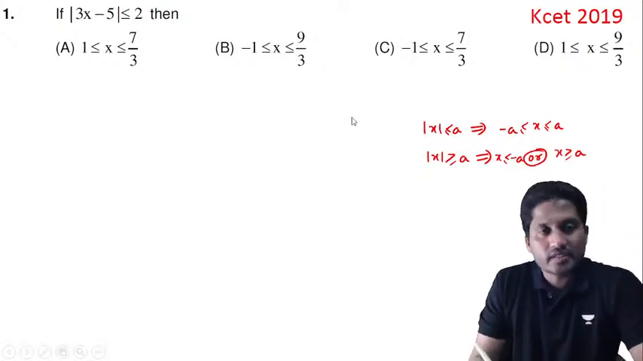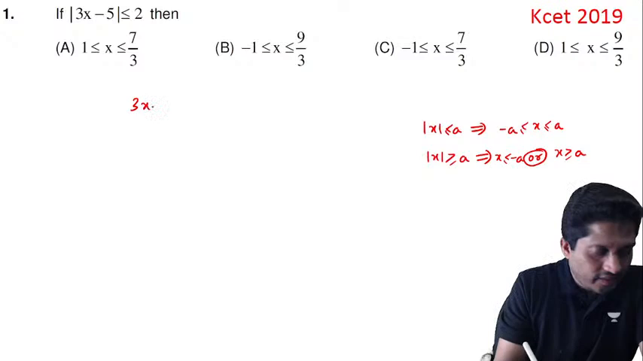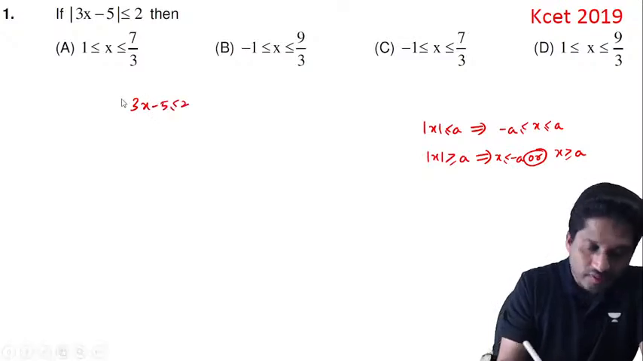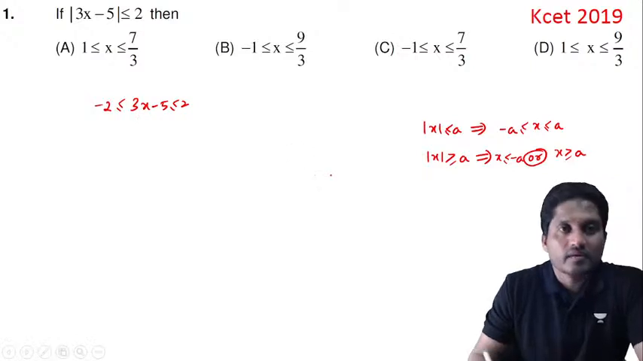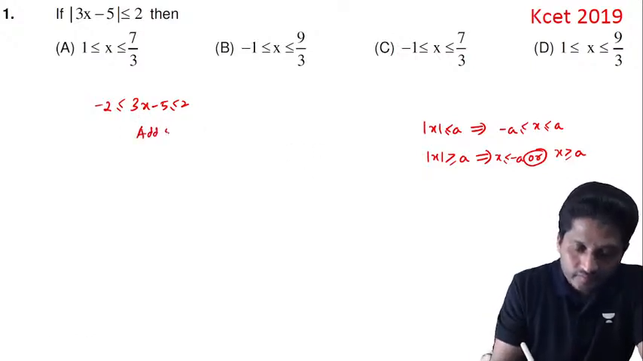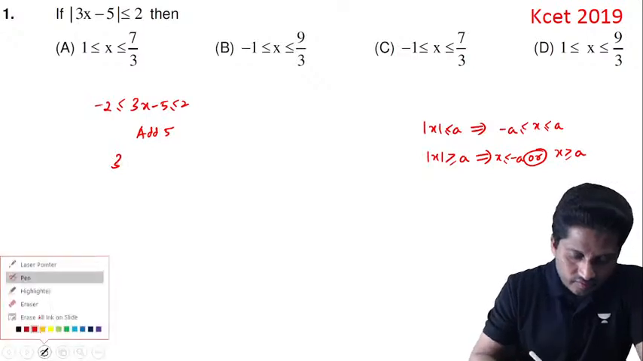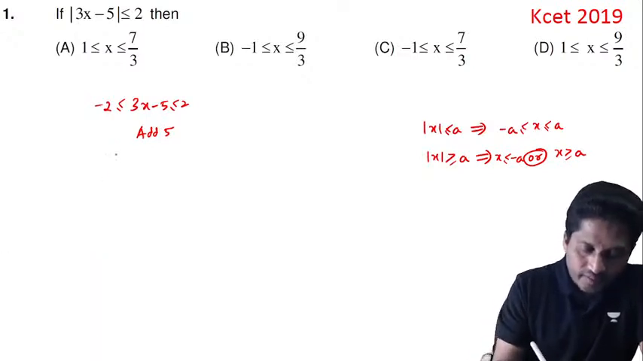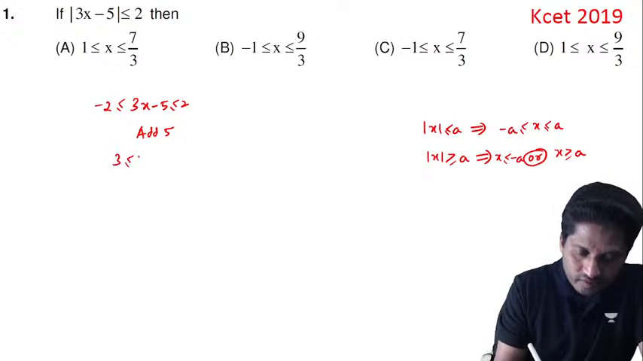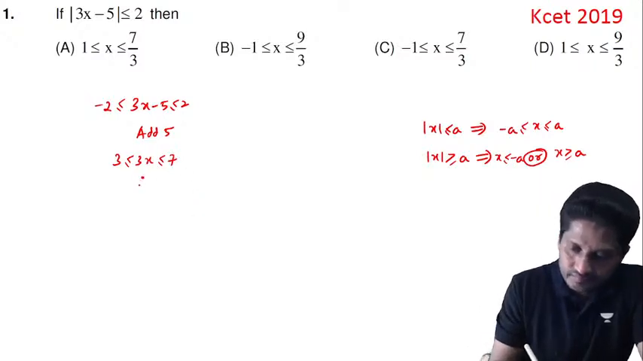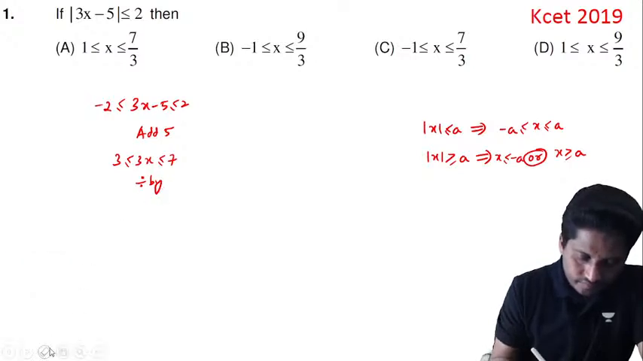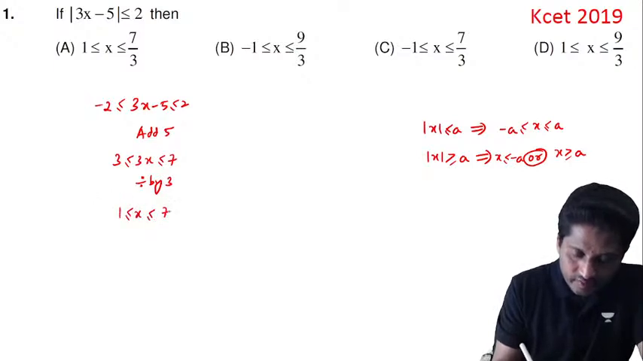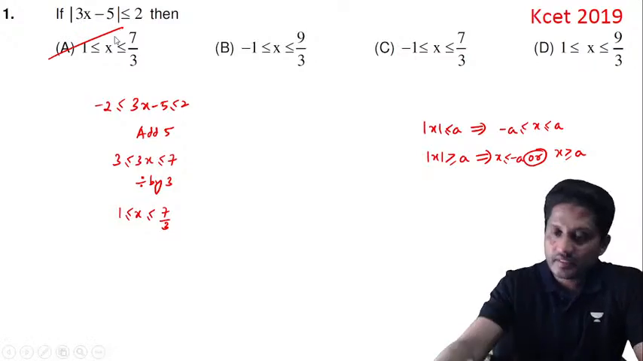Okay, so |3x minus 5| is less than or equal to 2, right? So 3x minus 5 is less than or equal to 2 and greater than or equal to minus 2. If I add 5 throughout, you will get minus 2 plus 5 is 3, less than or equal to 3x, less than or equal to 7. If you divide by plus 3, 1 is less than or equal to x, less than or equal to 7 by 3. Right, answer is option A. Let's move to the next question.